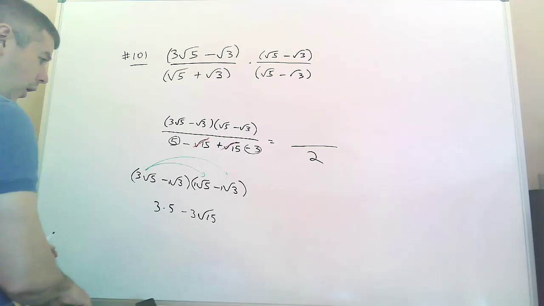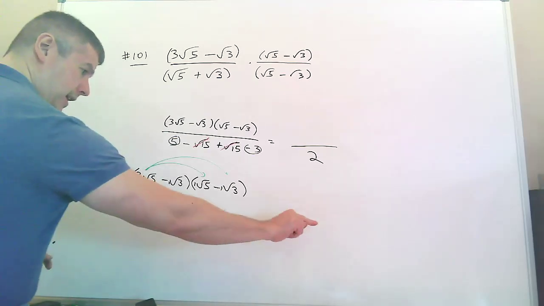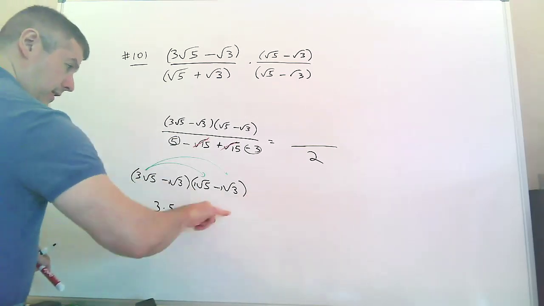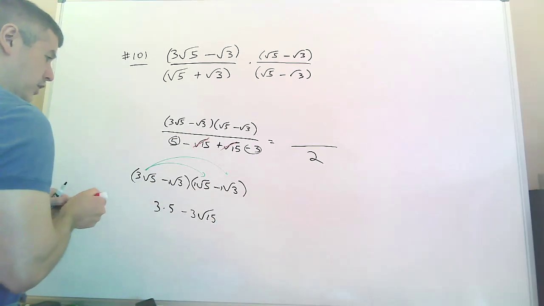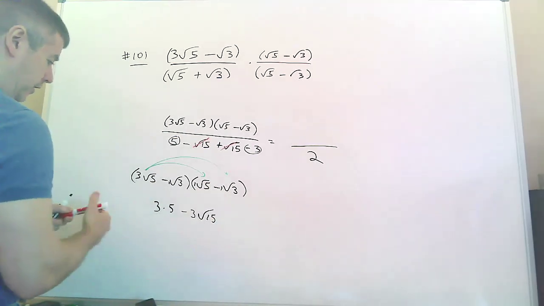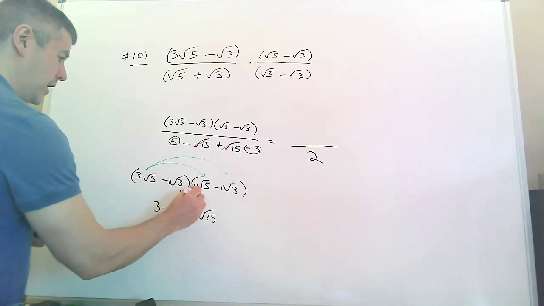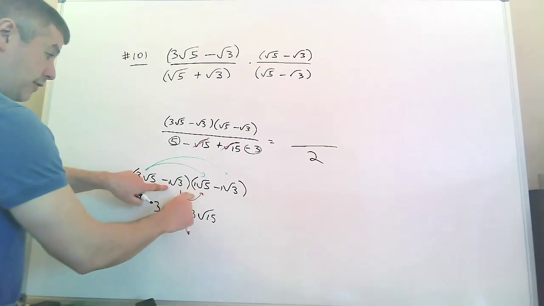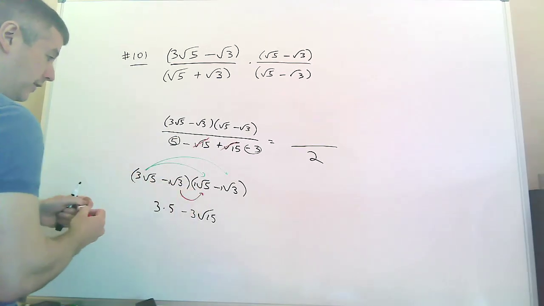Now I do like to go underneath. I don't like to continue on over there. If you want to continue on, then continue on. It's fine. Whatever you like to do. I like to go underneath so that they're lined up together. So now I'm going to do my inner. Negative radical 3 times radical 5.